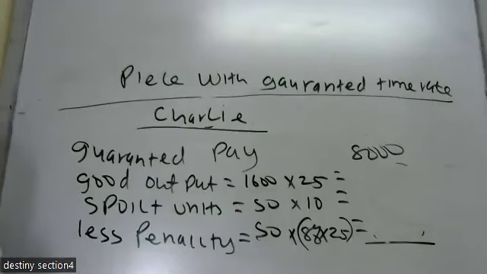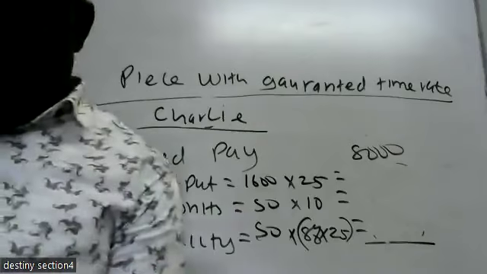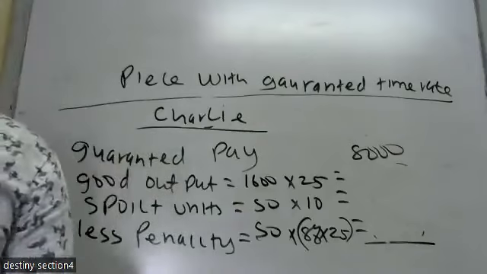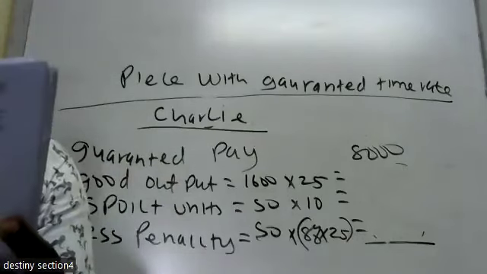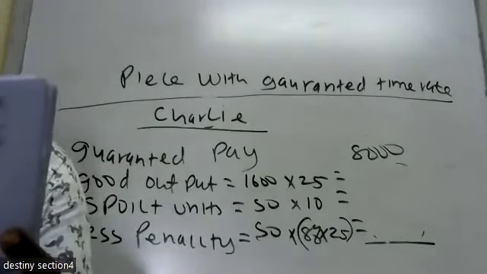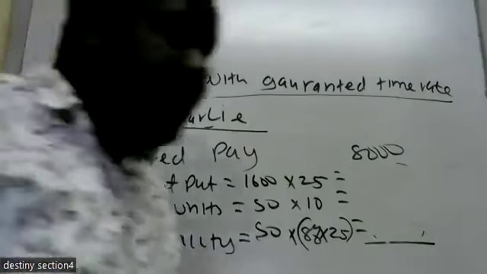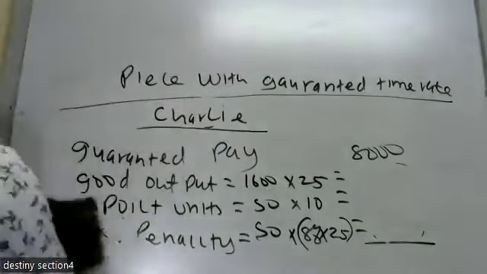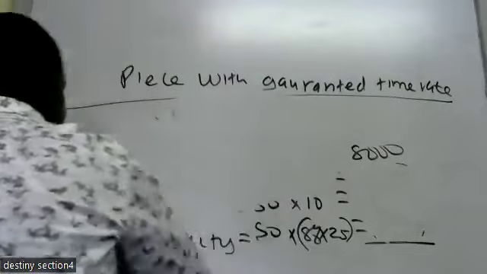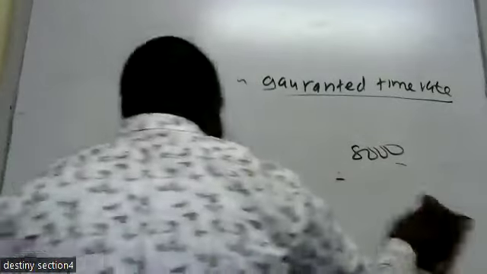So that should be under Roman letter one. So we go to the other method. The second method is differential piece rate. We now check the one for the differential piece rate.